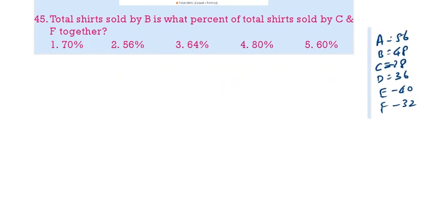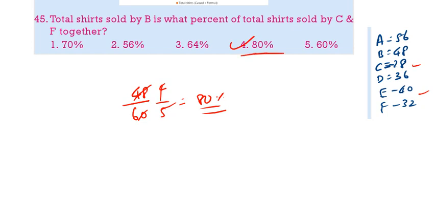See the next one. Total shirts of B is what percent of C and F? B is 48. It is what percent of C and F? C 28 plus 32, that is 60. So 12 fours, 12 fives. 4 by 5 is equal to 80%. 80% is the correct answer.